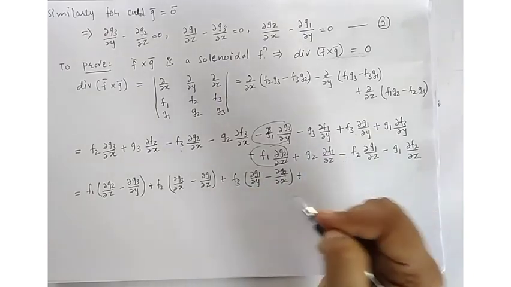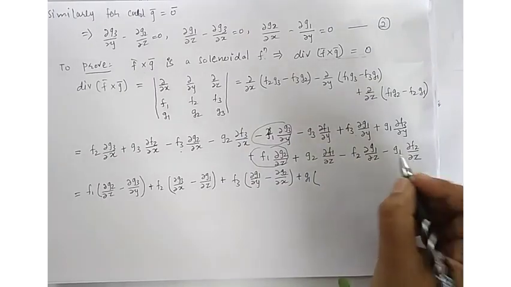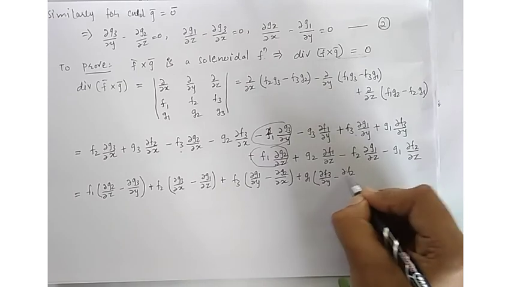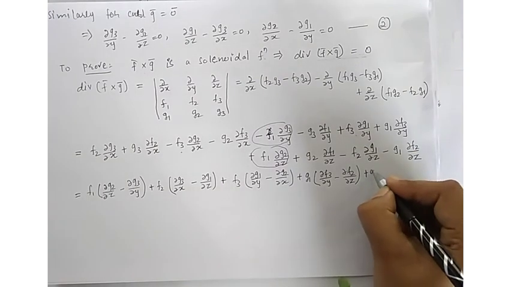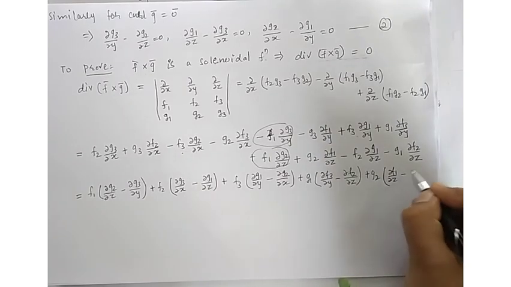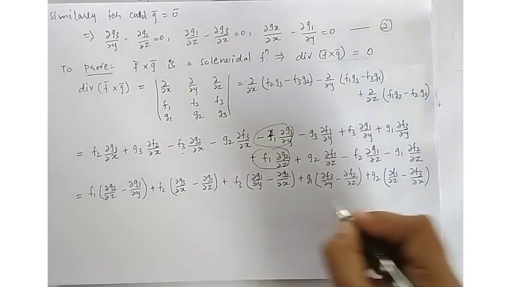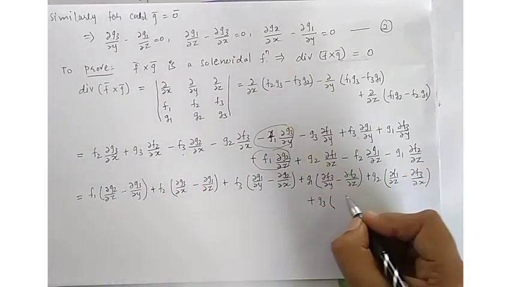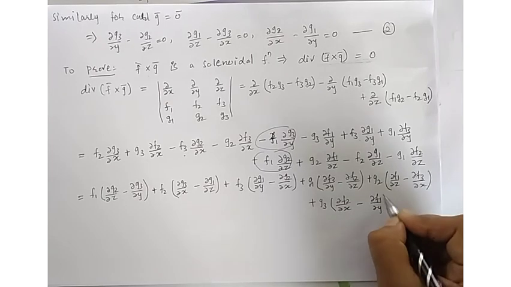Similarly, process for the g function. Take g1 common: del f3 by del y minus del f2 by del z, and plus g2 times del f1 by del z minus del f3 by del x, and plus g3 times del f2 by del x minus del f1 by del y.